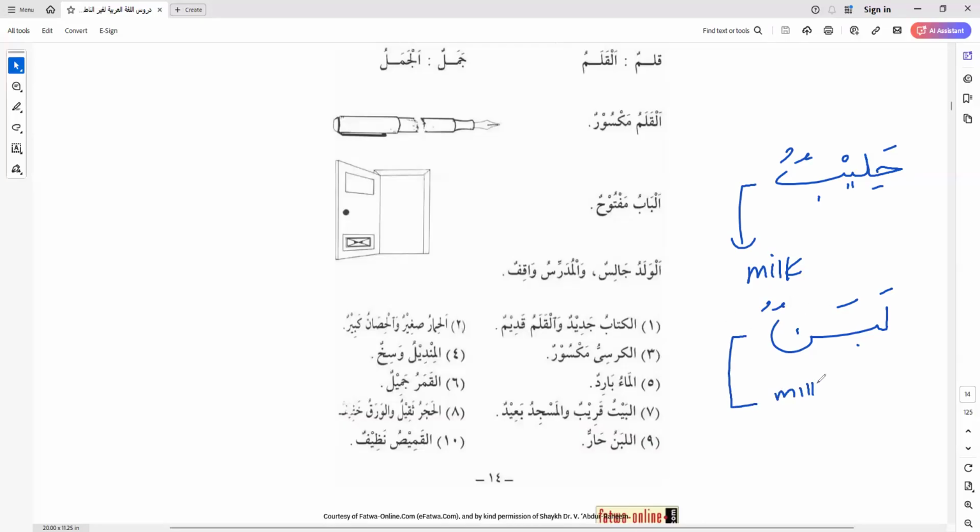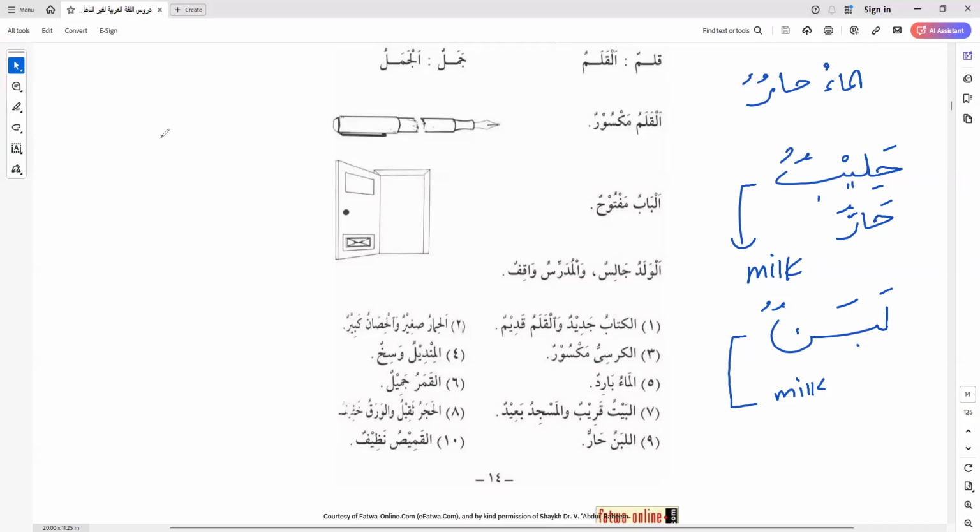Even though there may be some subtle differences, the two terms are used interchangeably. Halibun, laban. Milk. The milk, you can say the halib is harun, or the laban is harun. What about al-ma'? Water. Water too can be harun. Al-ma'u harun. The water is hot.